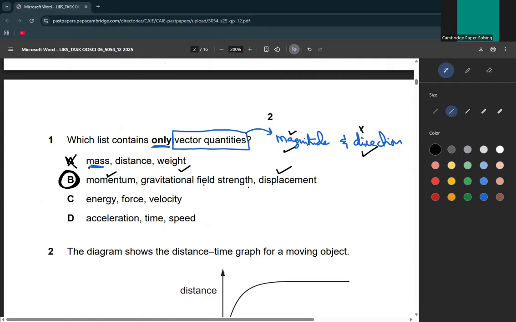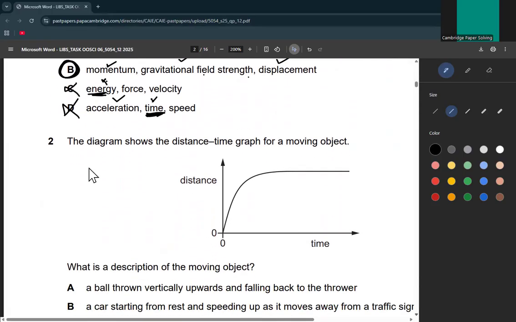Energy has magnitude only, not direction. It could also be eliminated. Acceleration has magnitude and direction both, but time only has magnitude. So this option will also be eliminated. Okay, moving on towards the next question.